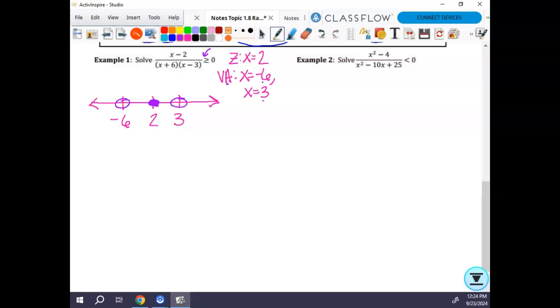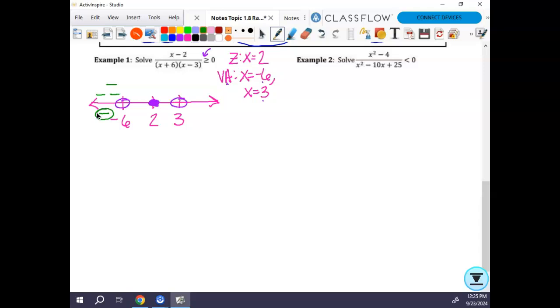All right. So now I'm going to test some points. And you can't forget about the infinities on either side of it, because some people were kind of on the right track with them leaving these things off. So between negative infinity and -6, I can choose like -7. -7 minus 2 is a negative number. -7 plus 6 is a negative number. -7 minus 3 is a negative number. And then negative divided by negative times negative is negative.